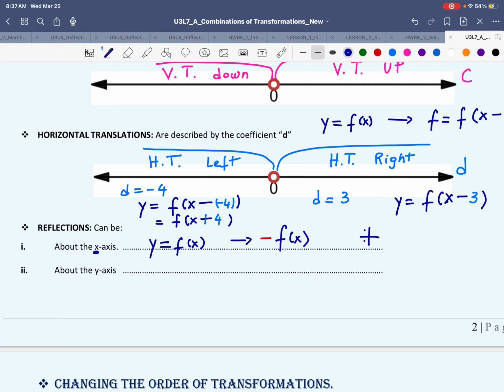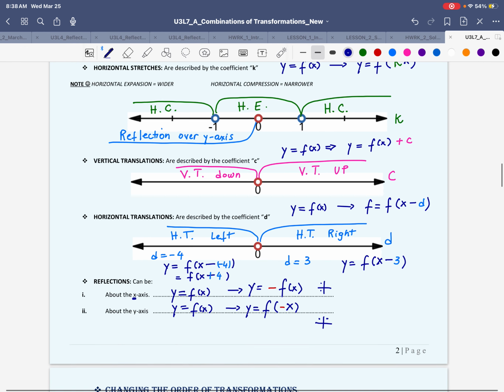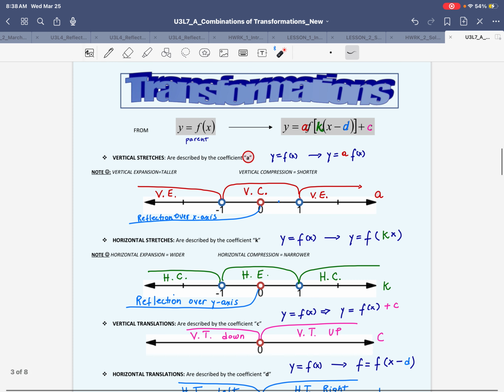And reflection over the y-axis is going to take the numbers to the other side of the y-axis, keeping the same y value, but changing the x to its opposite. So we're going to say that this will make the function change to become y equals f of, this time, negative x. Okay? And this is how, in general, we think about the coefficients in a transformed function.